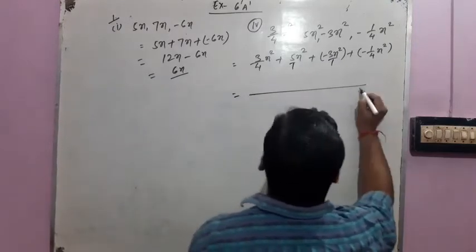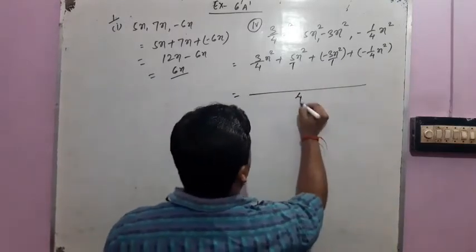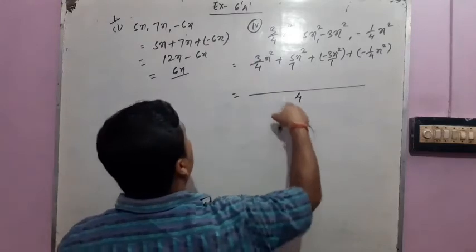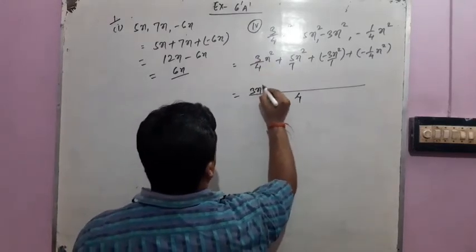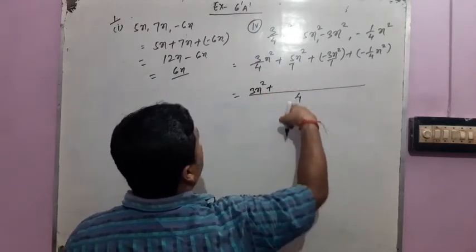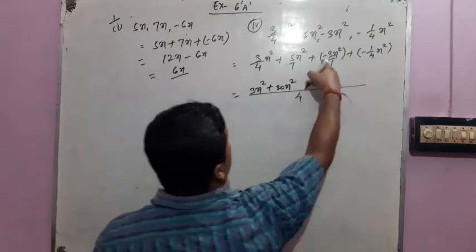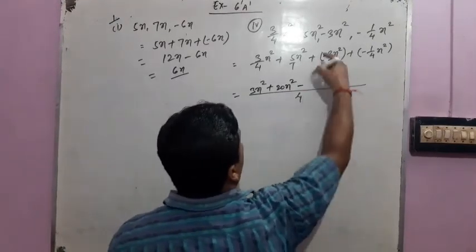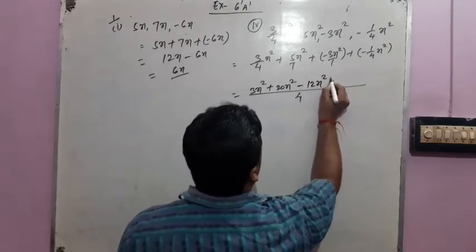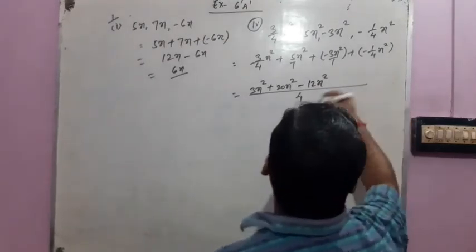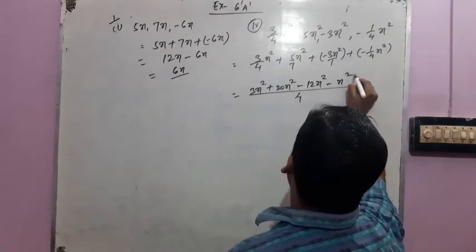Now we will take the LCM of all. The LCM here is 4. 4 ones are 4, so 3 ones are 3x square here. 1 4 is 4, 5 4s are 20x square here. Now plus minus is here. 1 4 is 4, 3 4s are 12x square. And 4 ones are 4, therefore minus x square.